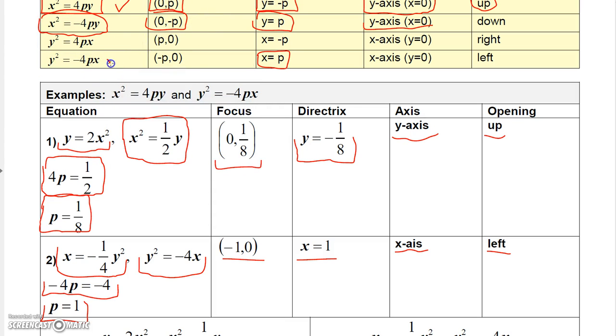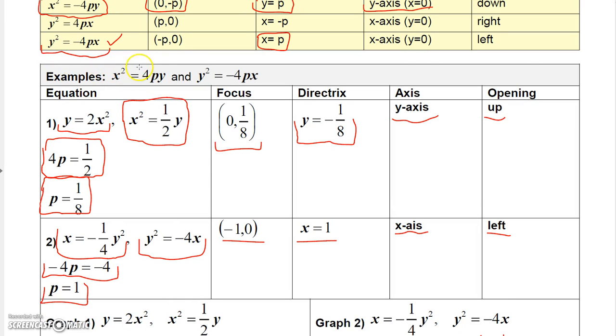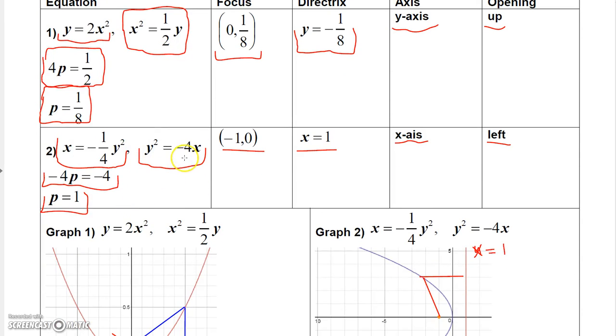So you have y squared equals -4px. So we're dealing with this particular parabola. And the focus of this particular parabola, well, let's find p. If -4 is the coefficient of x, then basically we know that -4 is actually -4p. And then if you solve for p, divide both sides by -4 and you get p equals 1.